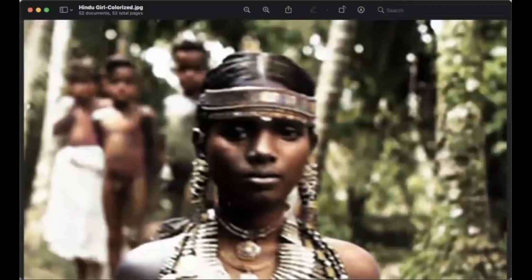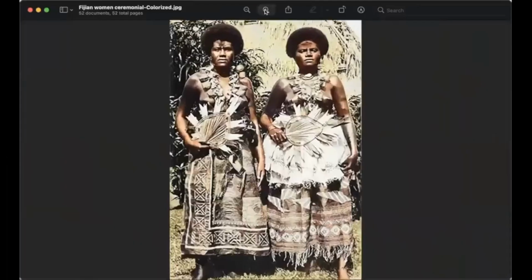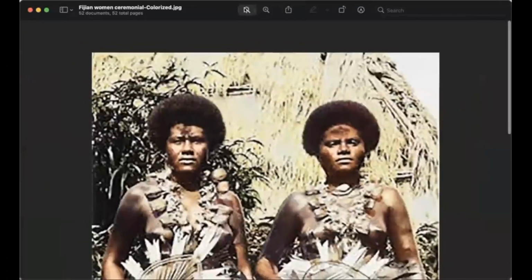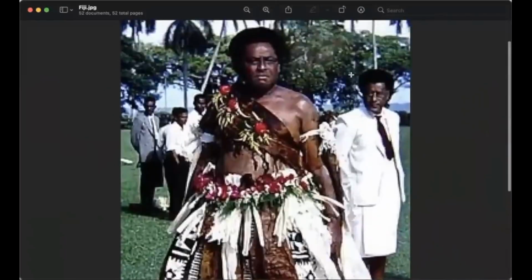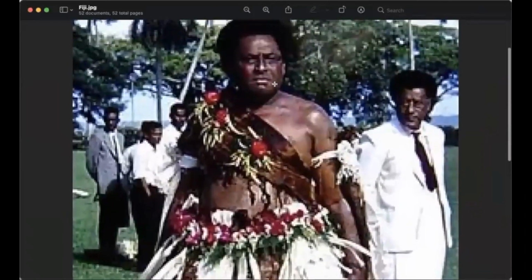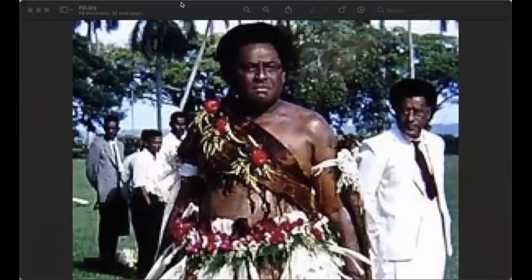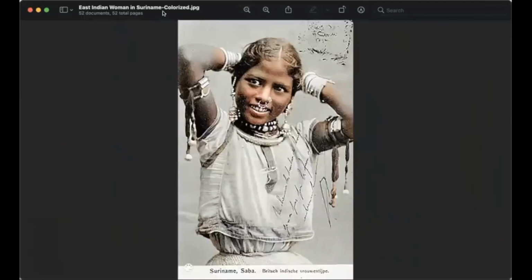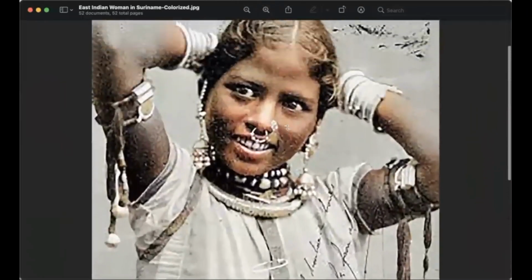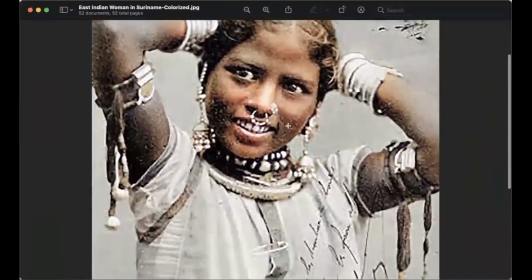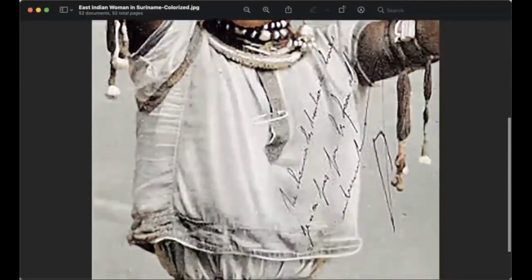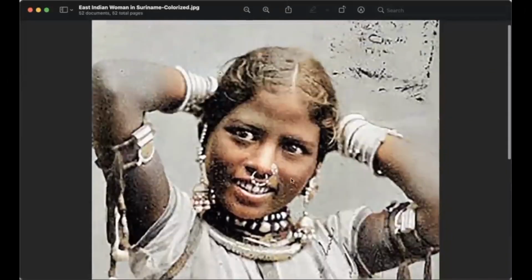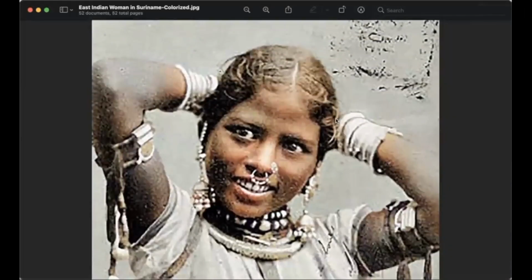Remember the book, all right? We have some Fijian women, some beautiful Fijian women in the traditional clothing in front of their huts, all right? Or chief, as you can see. This is an East Indian woman in Suriname. She was an indentured servant, ended up in Suriname, right? South America. She ended up in South America in Suriname. She's a Hindu.